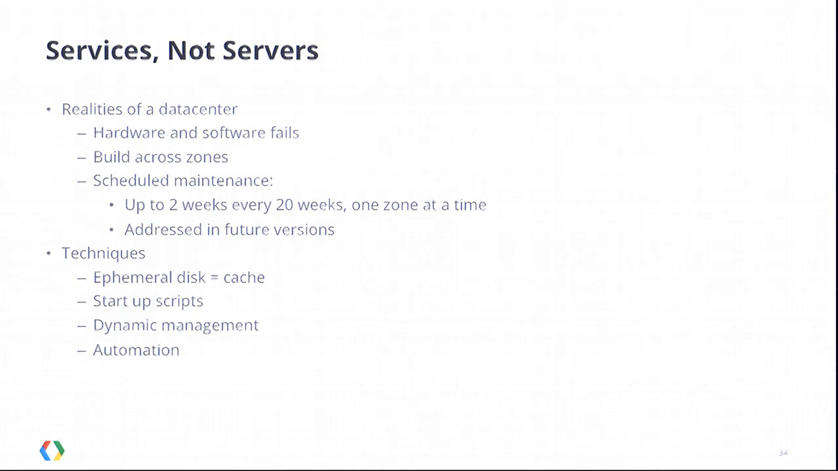Now, one other thing I want to mention is that during our limited preview, we're going to have what we're calling maintenance windows, where we're going to be updating both our hardware and software in the data centers that we're running in. This will be up to two weeks every 20 weeks. We're going to work to keep these as short as possible. We're only going to do one at a time, and we're going to give you plenty of warning. But I think this is an example of what it means to actually be in a data center and have to deal with regular maintenance. We're going to be addressing this in future versions. This is not something that is going to be a long-term quality of the system.